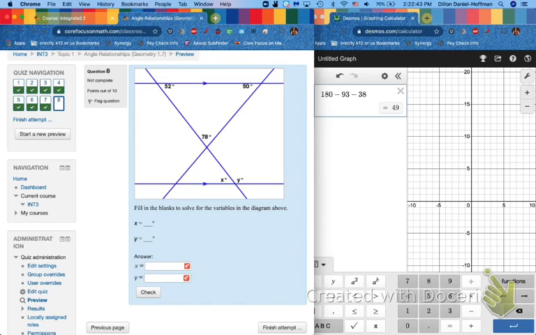Still using my colors here. Notice we have far less than before though. 52 is an alternate interior angle with X. Y would match whatever's here, but that's unknown to us. The same thing with 50 matches whatever that is, but we don't know what that is either. Alright, so what can we do here? We need to solve for X and Y.